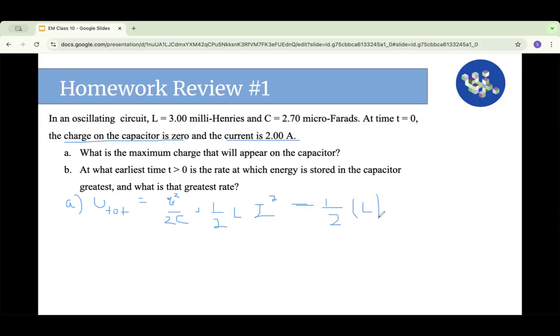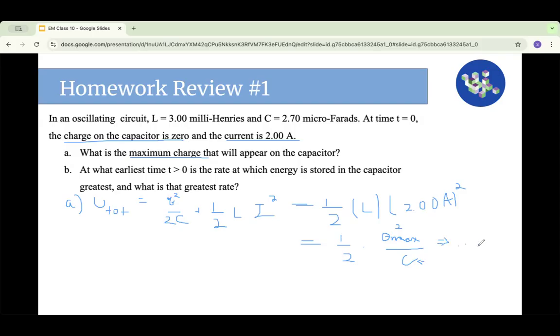L. You can substitute L from the given and this current squared. And then the maximum charge. So this will also equal 1 half times the maximum charge, Q max, right? And you can plug in C and then you can solve for Q.